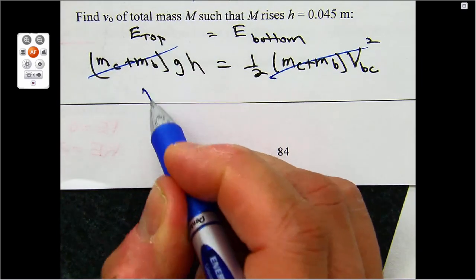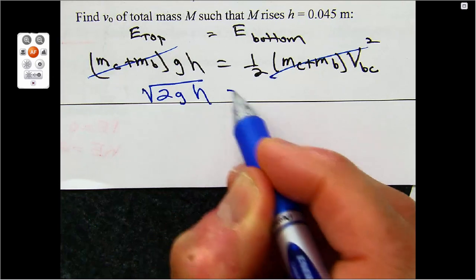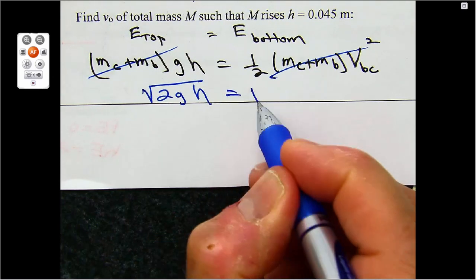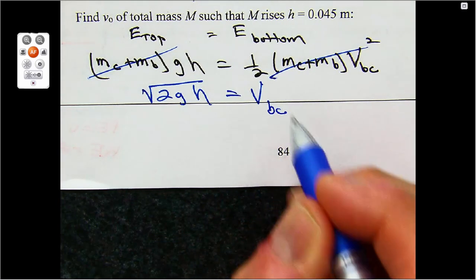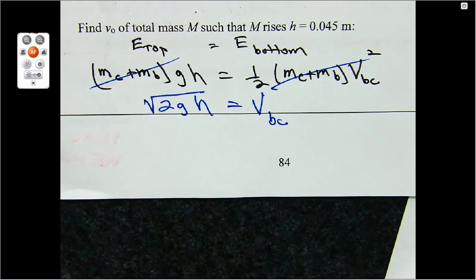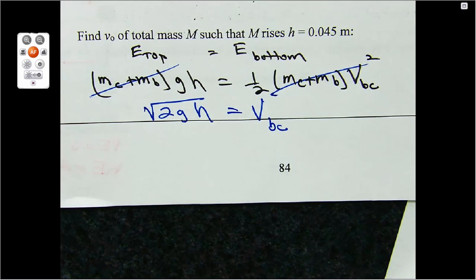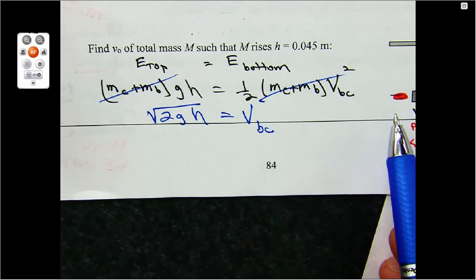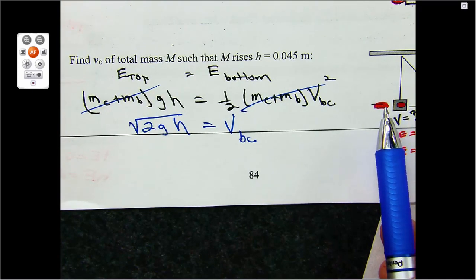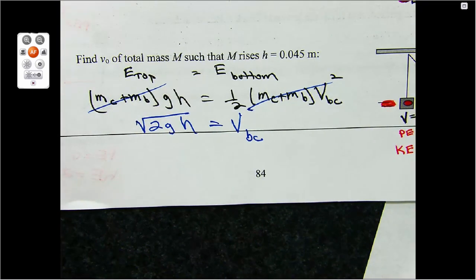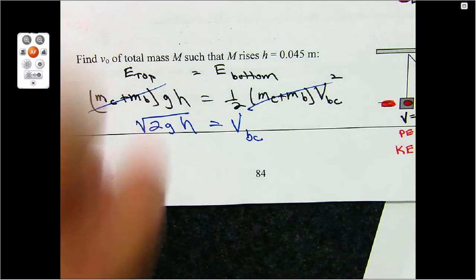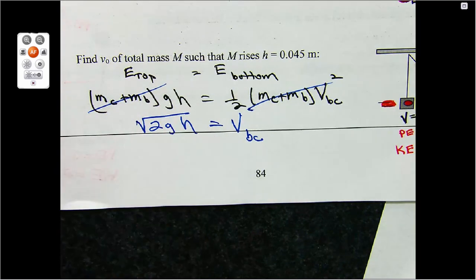Same thing. Square root 2GH again, right? Because the mass cancels out. Now, what does the velocity of the ball come in here for the lab? We need to use conservation of momentum, which is coming up. This is conservation of energy. We're going to lose 78% of our energy.